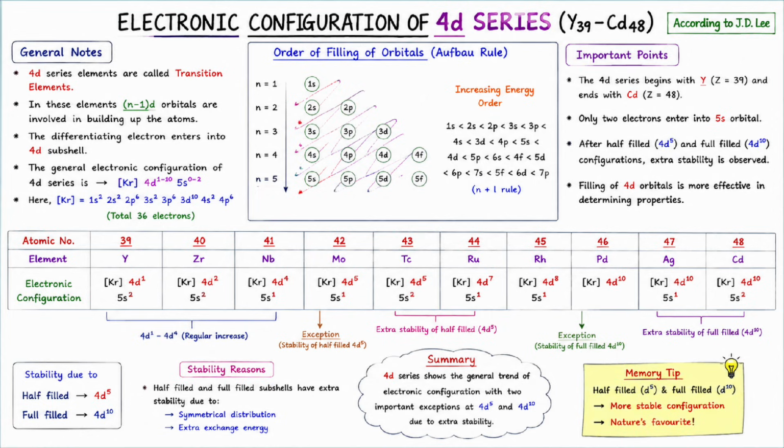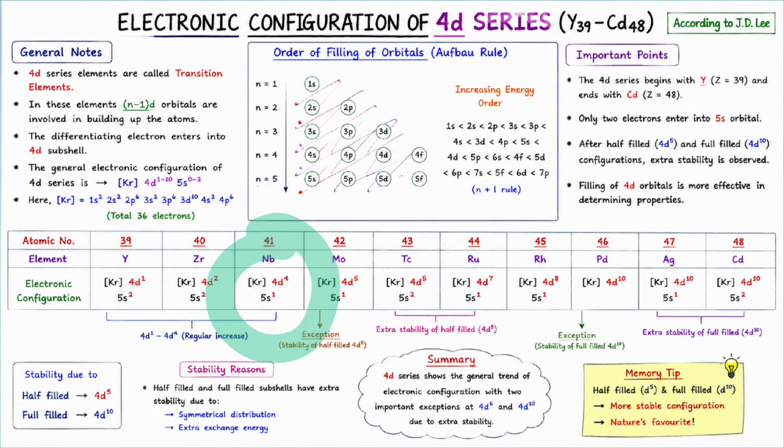Now if you see the electronic configuration of zirconium, it is 5s2 4d2. It is right, it is a regular trend. Now come to niobium. What is happening in niobium? The configuration should be 5s2 4d3. But what is the actual configuration here? You are observing here, it is written 5s1 4d4.